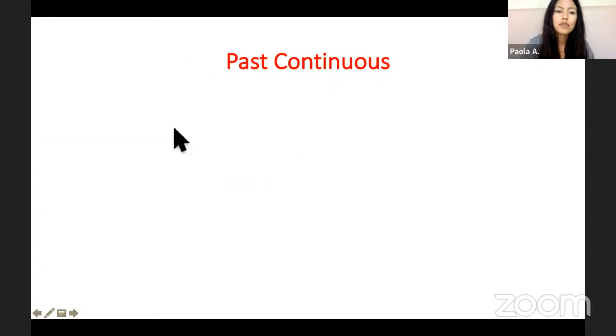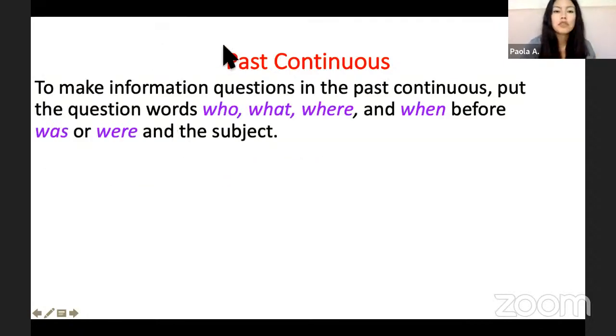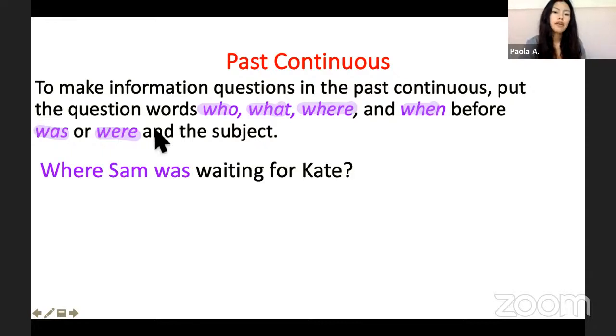Now, when we want to make information questions, this means that we want to know something. We can have question words such as who, what, where, or when before was or were. So we start with the question word, right? And then the subject. So let's see. Where was Sam waiting for Kate? So we have the question word, the subject, and then the verb be. That's the order to make an information question.